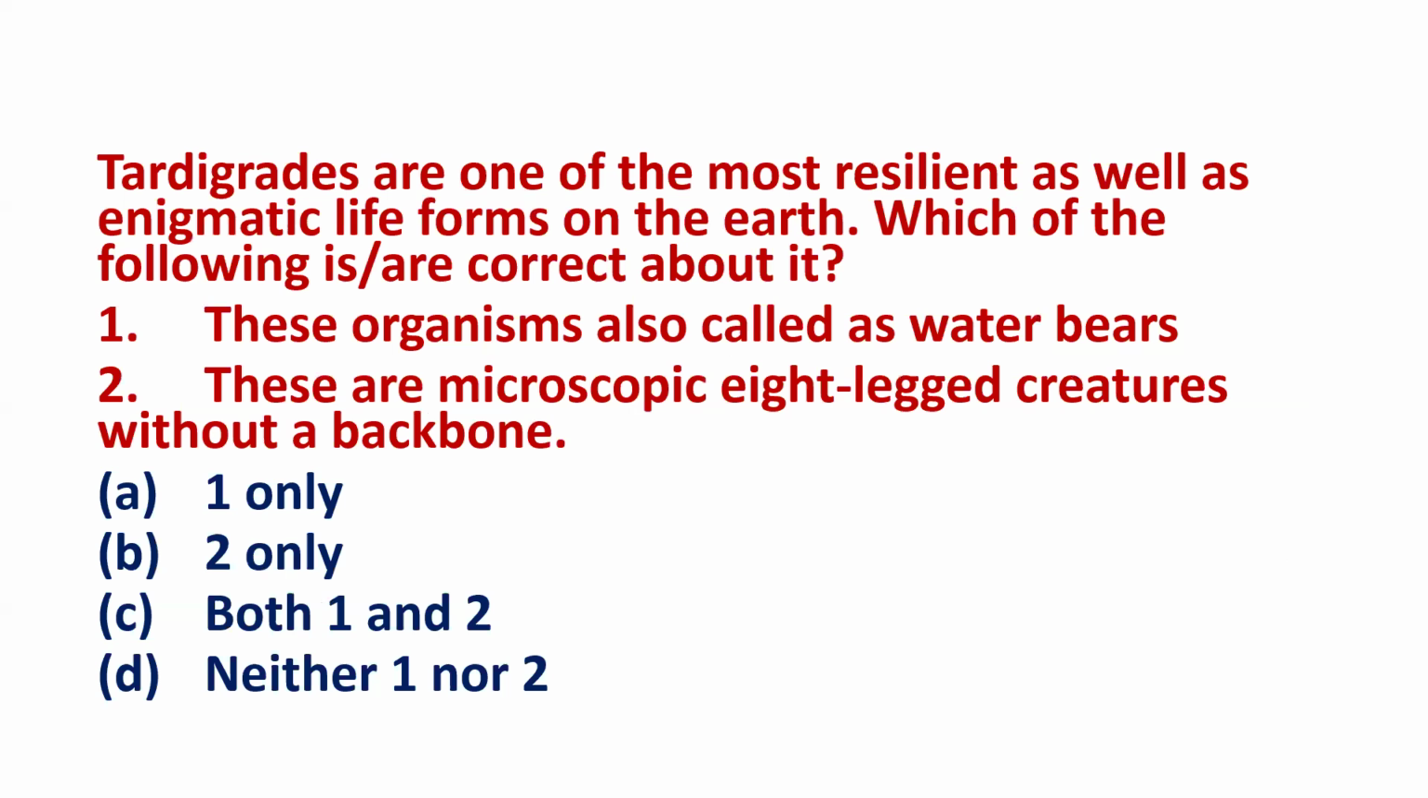Tardigrades are one of the most resilient as well as enigmatic life forms of the earth. Which of the following is correct about them? These organisms are also called water bears. These are microscopic eight-legged creatures without a backbone. One only, two only, both one and two, neither one nor two. The answer is C, both one and two are correct. The tardigrade is a microorganism with an eight-legged structure, which can survive even in extreme environmental conditions. That is called cryptobiosis, which we discussed in the last question.